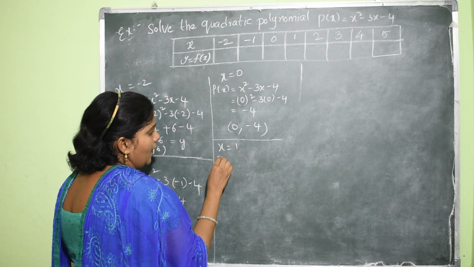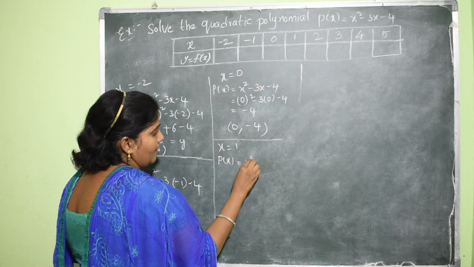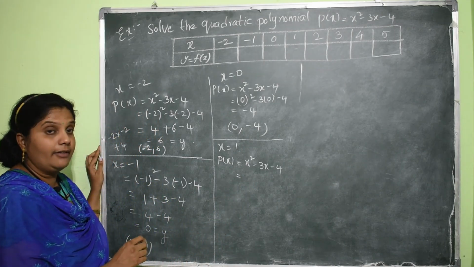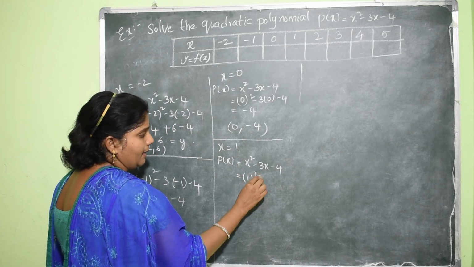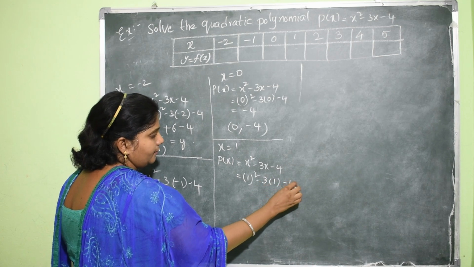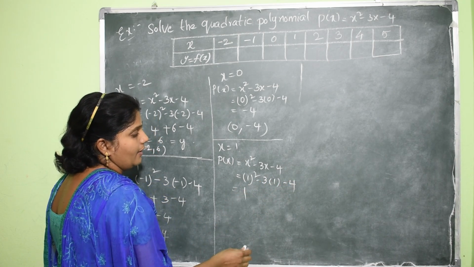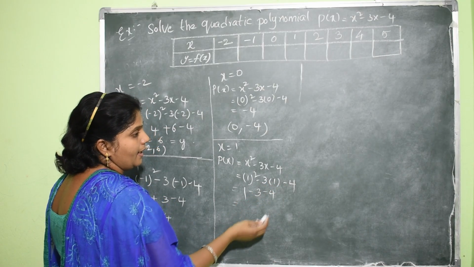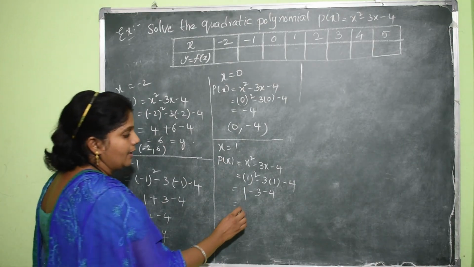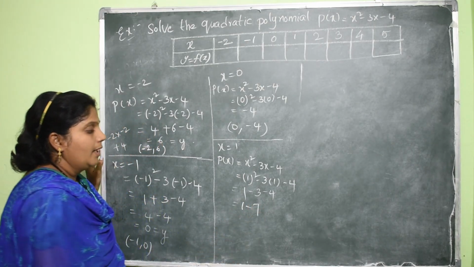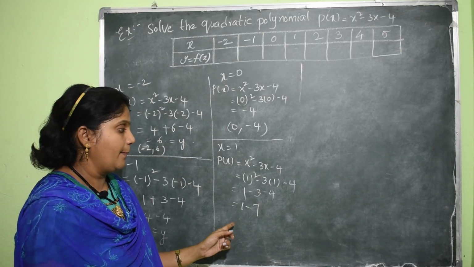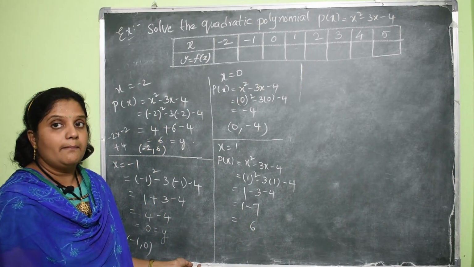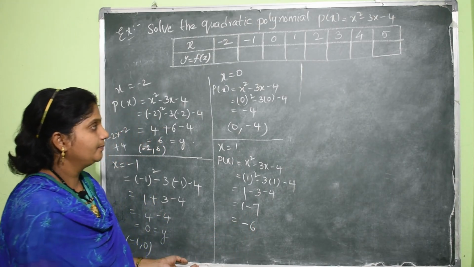So x value 1. P of x is equal to x square minus 3x minus 4. So x value how much we should take? 1. So 1 whole square minus 3 into 1 minus 4. 1 whole square means 1 only. Minus 3 into 1, minus 3. Minus 4. Minus 3 minus 4 how much? Minus 7. 1 minus 7. One positive and one negative means we should subtract. So 1 minus 7 is 6. And what is the sign for the bigger number? Minus. So we should keep minus 6.